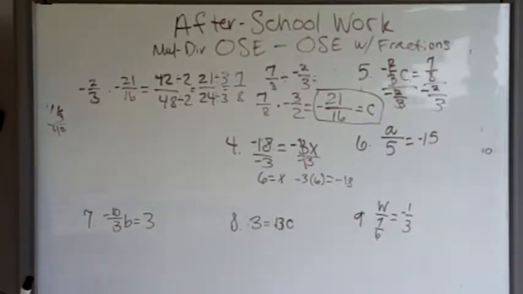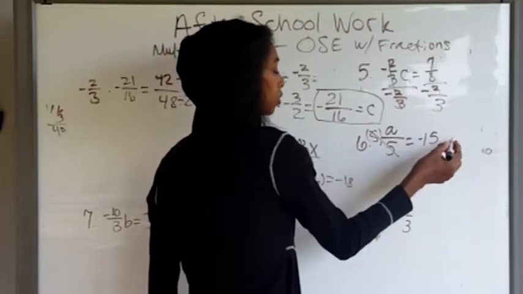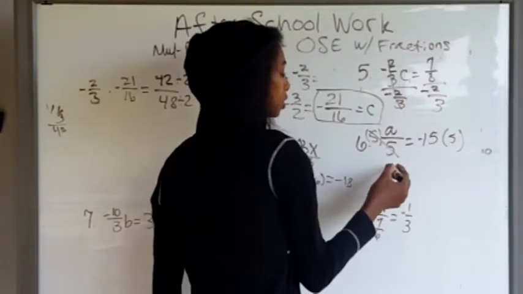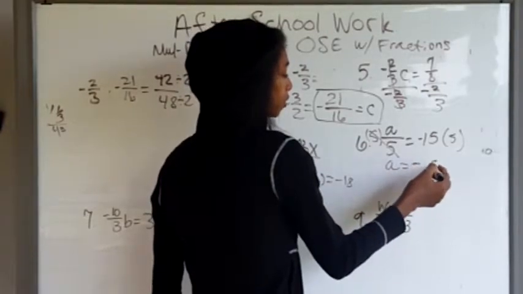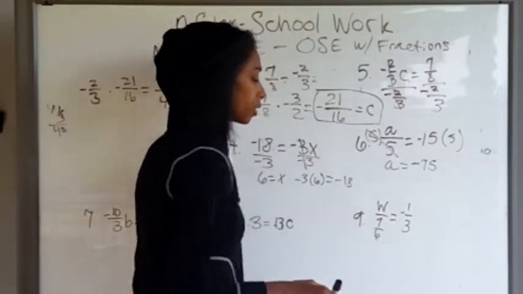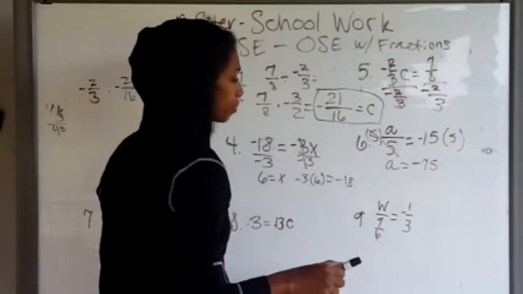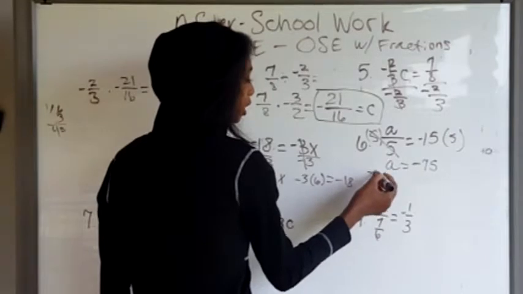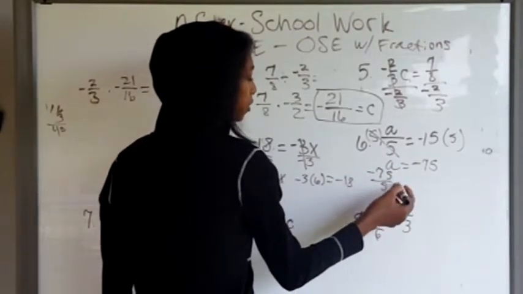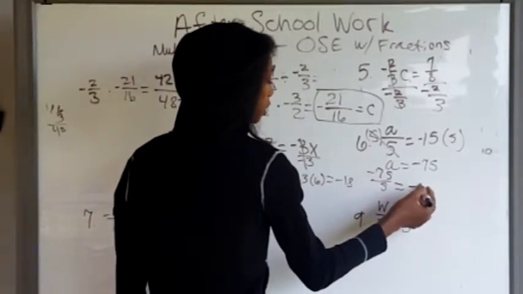Alright, number 6, we have a over 5 equals negative 15. So to get the variable alone, we're gonna multiply by 5. And then we'll do the same on this side. So a equals negative 75. Alright, so if we plug it in, we'll get negative 75 divided by 5, which is equal to negative 15.